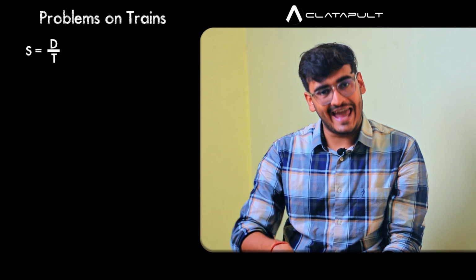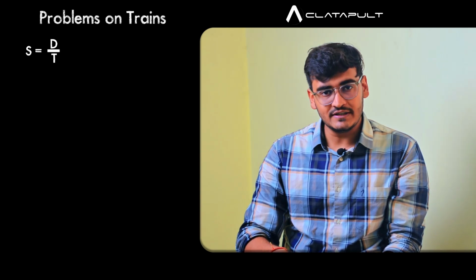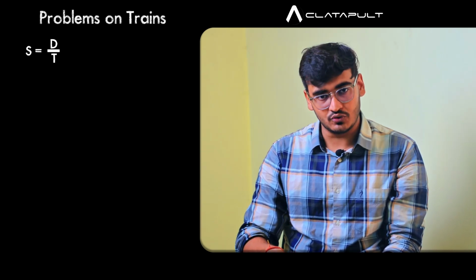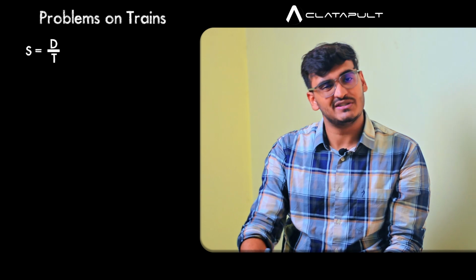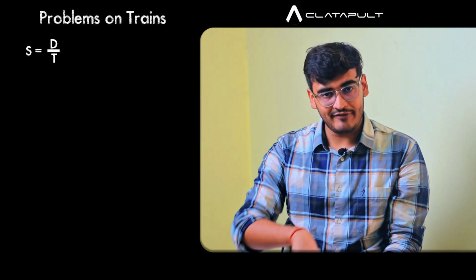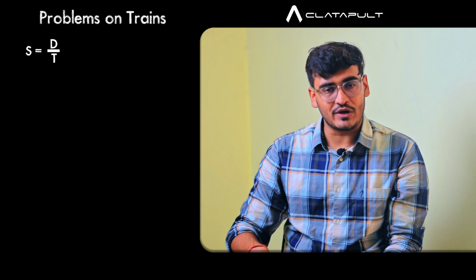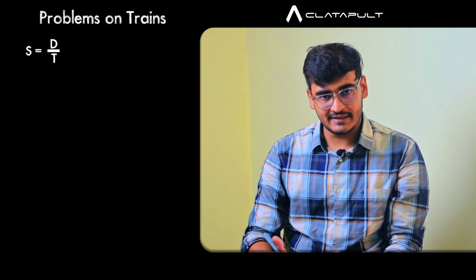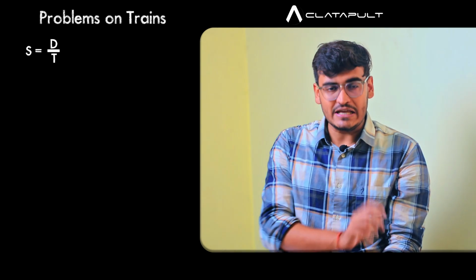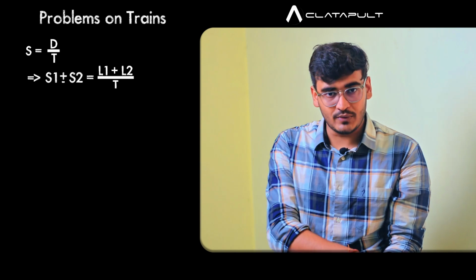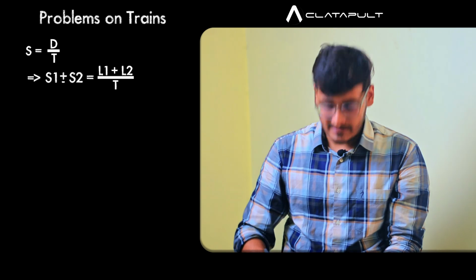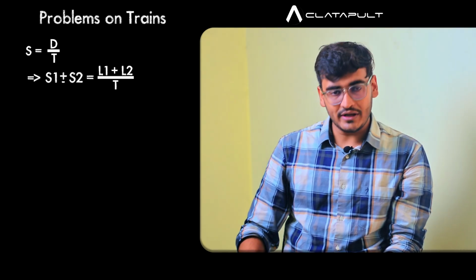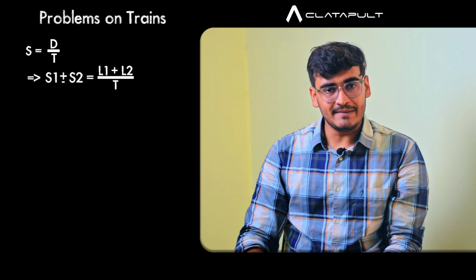So instead of the S that we had initially in this question, we will have S1 and S2. Secondly, if we move to the D part, which is distance, then we will have length of both the trains in the question as well. So instead of that D, we will have L1 and L2, and time remains the same. So the initial formula of speed equals distance by time is now S1 plus or minus S2 equals L1 plus L2 by T.